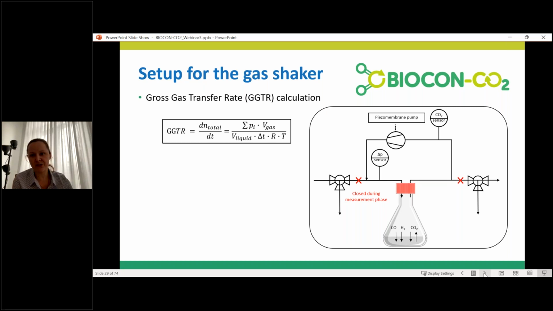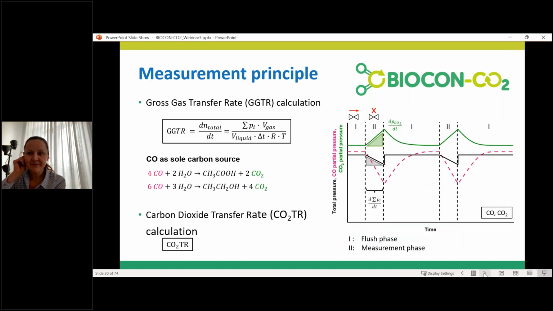So how is the gross gas transfer rate measured? As said before, the gross gas transfer rate is basically just the sum of the overall gases in our system, as you see here on the left. Next slide, please. In more detail, we can look at the gross gas transfer rate on the right side. Let me explain this diagram.